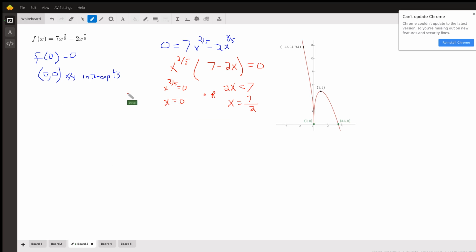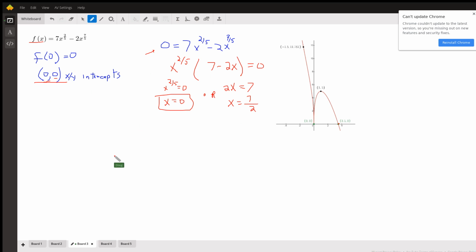Okay, on board 3, finding the intercepts, we want to know what is f of 0 to get the y-intercept? Well, that's just 0. And then you might notice at (0, 0), that could also be considered an x-intercept. Another way to find the x-intercepts is to say, when does the original function equal 0? You can solve this by factoring out an x^(2/5), which leaves 7 minus 2x. Either that equals 0 or x^(2/5) equals 0. So there's one of the x-intercepts, which we already had identified, or x equals 7/2. That's this guy right here.